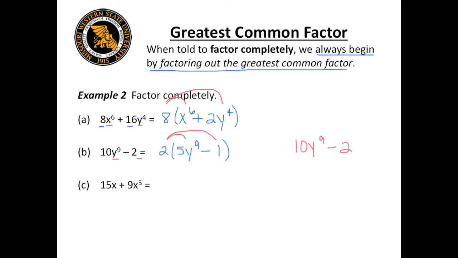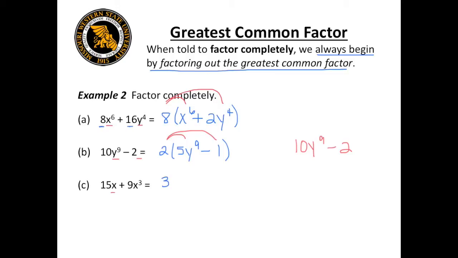Now consider 2c. Looking at our two terms and focusing on the numerical factors, the largest number that divides both 15 and 9 is the number 3.